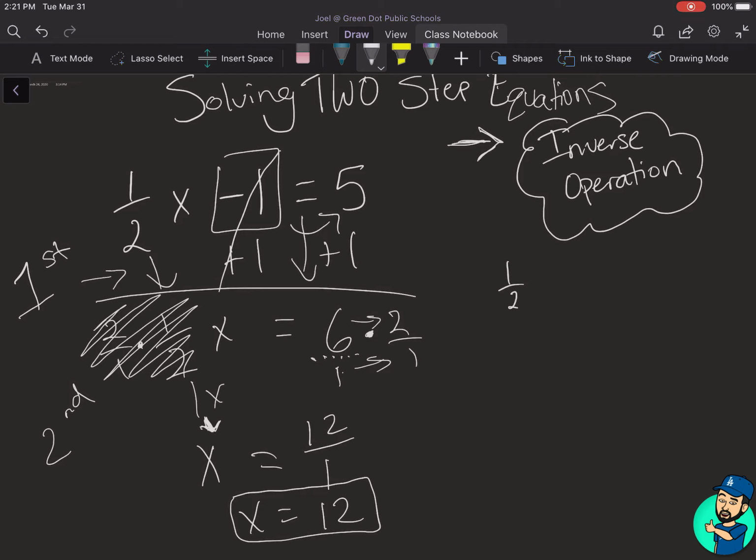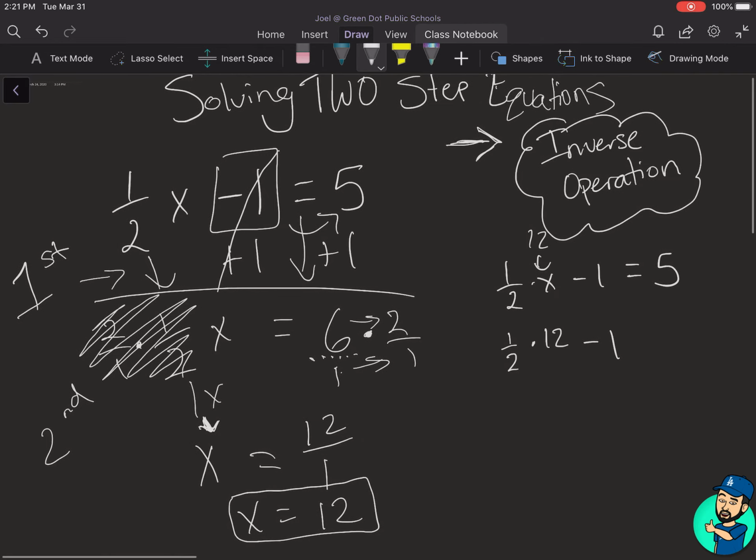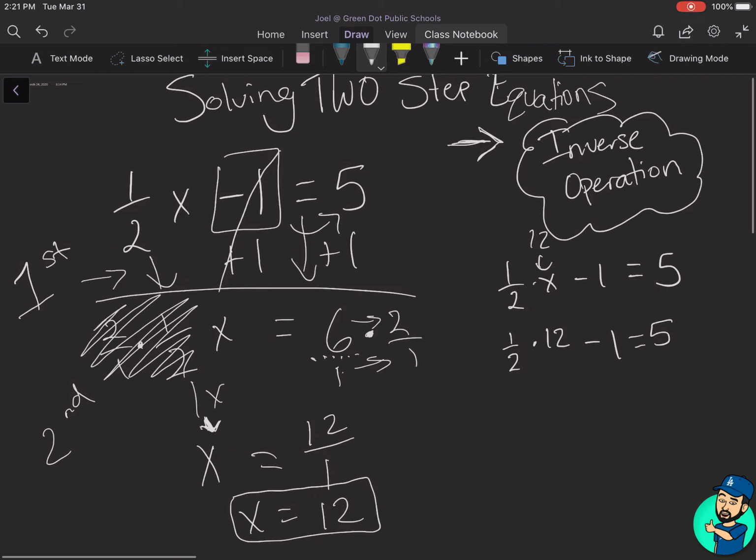So I'm going to write down the original problem here. Now we know that x is 12. So now I'm going to plug it in here. Minus 1 equals 5. Now you can apply again that denominator 1 underneath. You have to multiply first because in order of operations in PEMDAS, multiplication goes first. 1 times 12 is 12. 2 times 1 is 2. I'm going to copy down everything else.